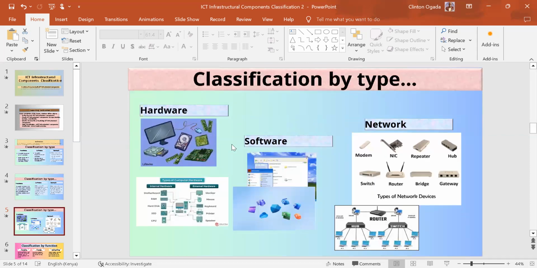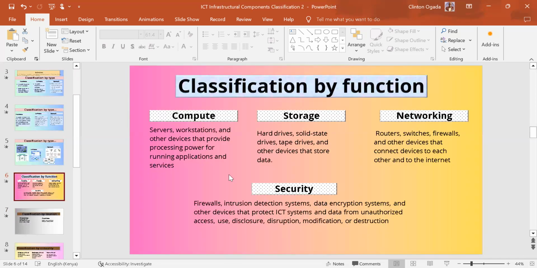Another classification is classification by function. And when it comes to function, there are several terms you can look at. Number one is compute. Under compute, we see servers, workstations, and other devices that provide processing power for running applications and services. Still under function, we can see storage. We can classify them by storage, and examples are hardware and other devices. Also under function, we can see classification by networking and also security.